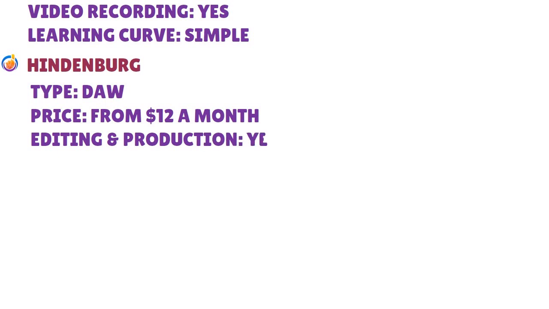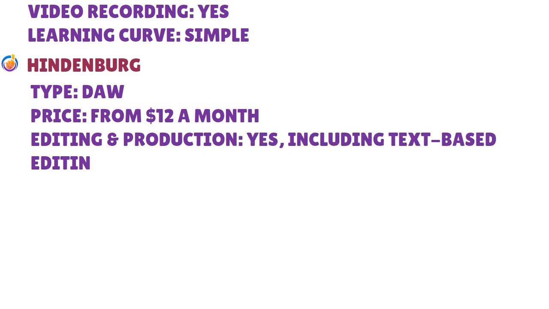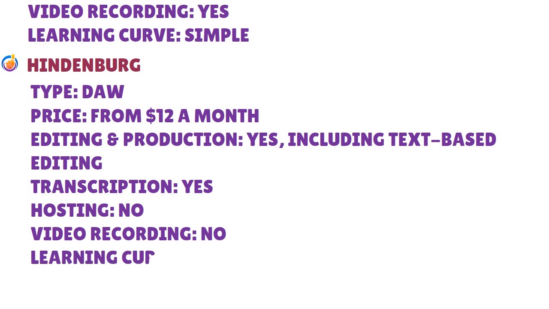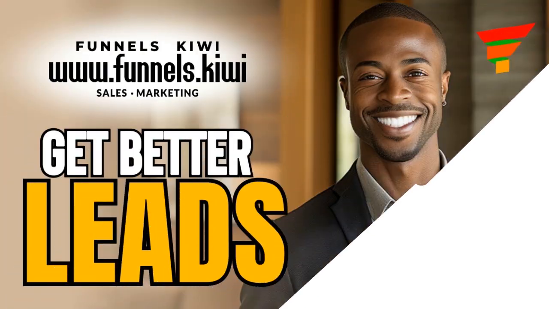Price starts at about $12 to $15 a month and can go all the way to $50 a month, depending on your needs. You have editing and production, including text-based editing. You have transcription. There is no hosting with Hindenburg. There is no video recording, okay? And in terms of learning curve, expect a moderate learning curve when you contemplate using Hindenburg.